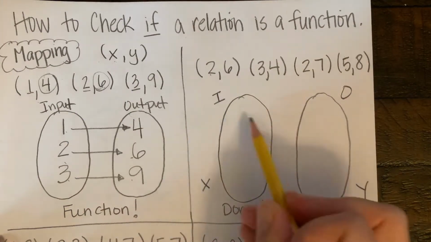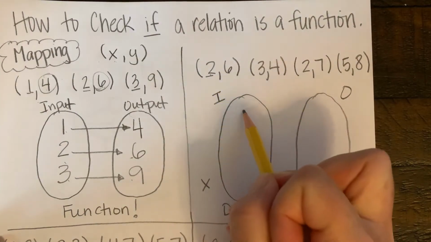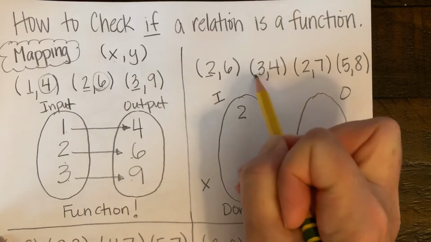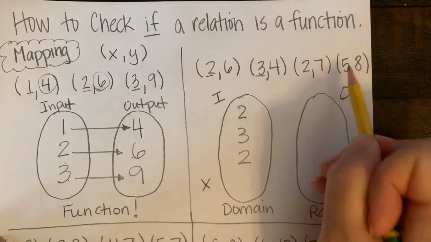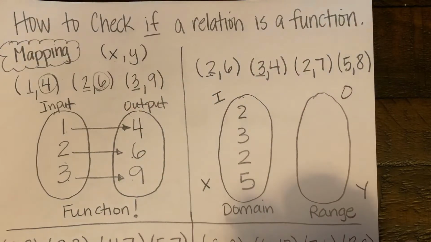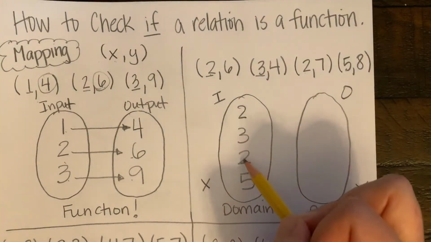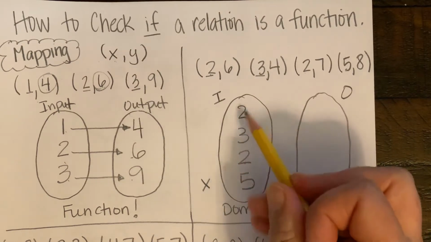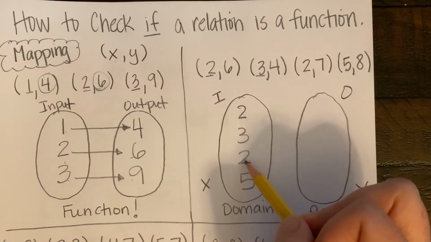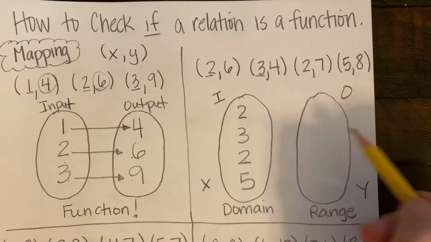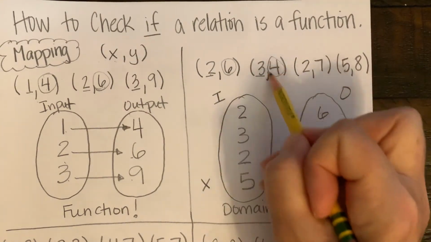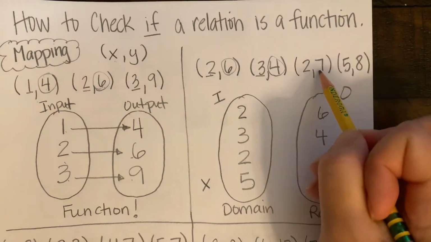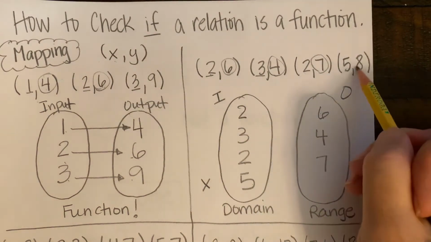So now I'm going to find all my inputs. I've got 2, I've got a 3, I've got a 2, and I've got a 5. On this side, now I did put 2 twice. You can just keep the 2 one time. In fact, maybe we'll do that a little bit later just so I show you you can do that. Now our outputs are 6, 4, 7, and 8.